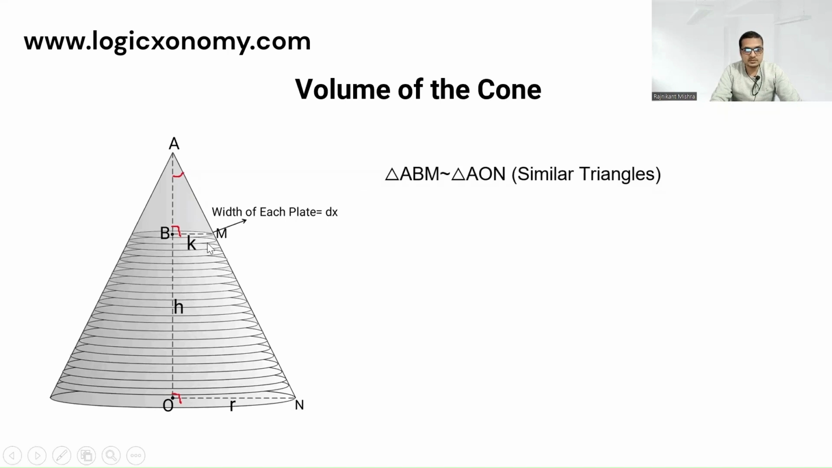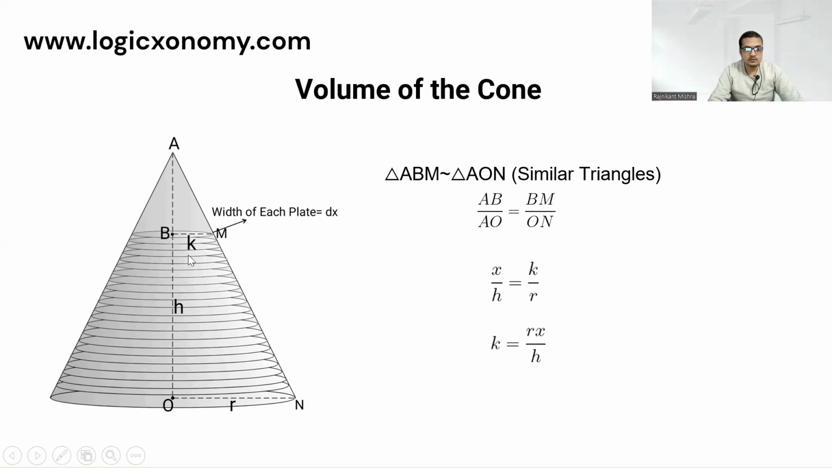So, the ratio of respective sides is also the same. Here, AB by AO equals BM by ON. Here AB is equal to x, where x is the distance of this plate from apex A. AO is equal to h, the height of the cone. BM is k, the radius of this plate. And r is the radius of the base of the cone. So k is equal to r times x by h.